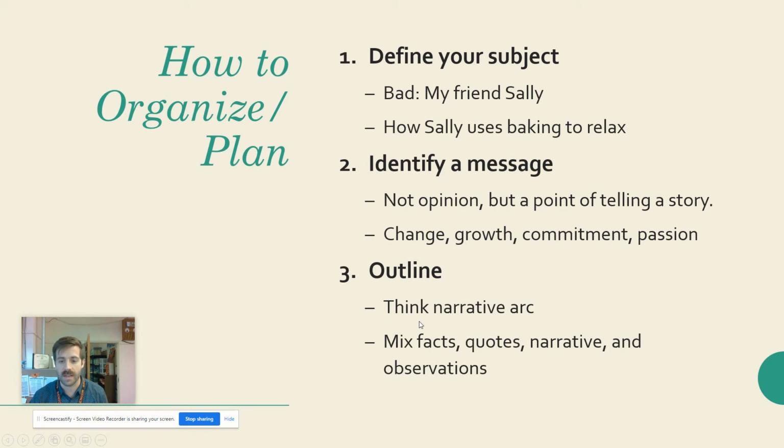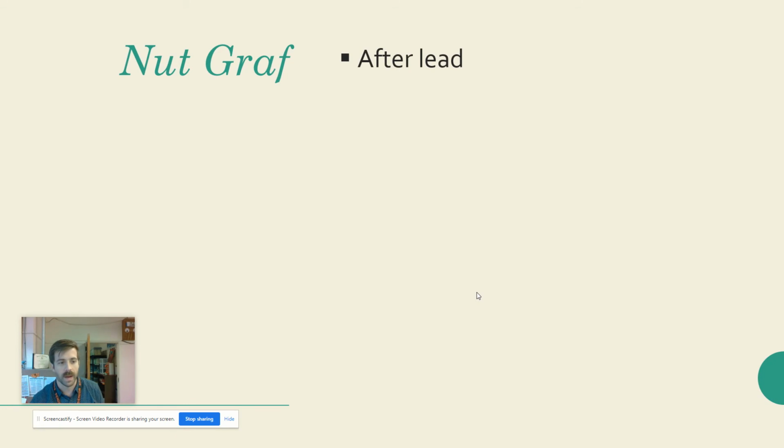And really think of these as a story that you're telling me, right? So there's this narrative arc where you're introducing me to a character, you're telling me details and facts and observations about them to make this overall point, to make a message and really define: here's what you need to know about this person, here's why they're interesting. So we're going to do that by defining what's called a nut graph.